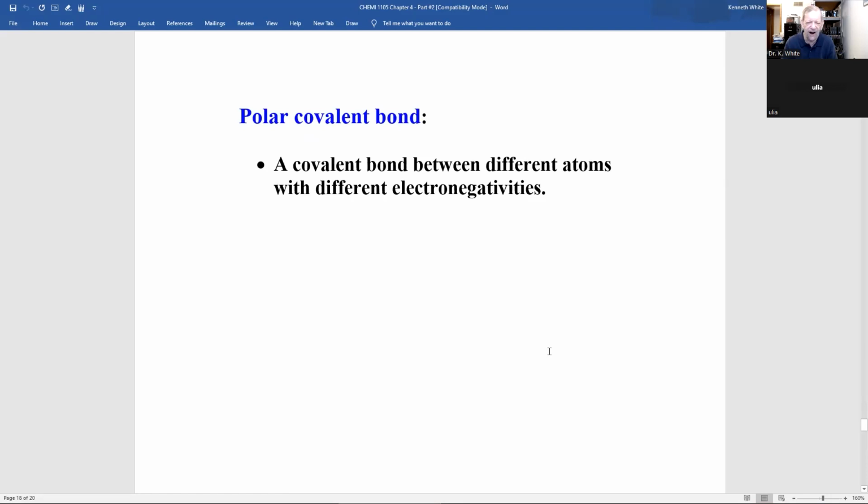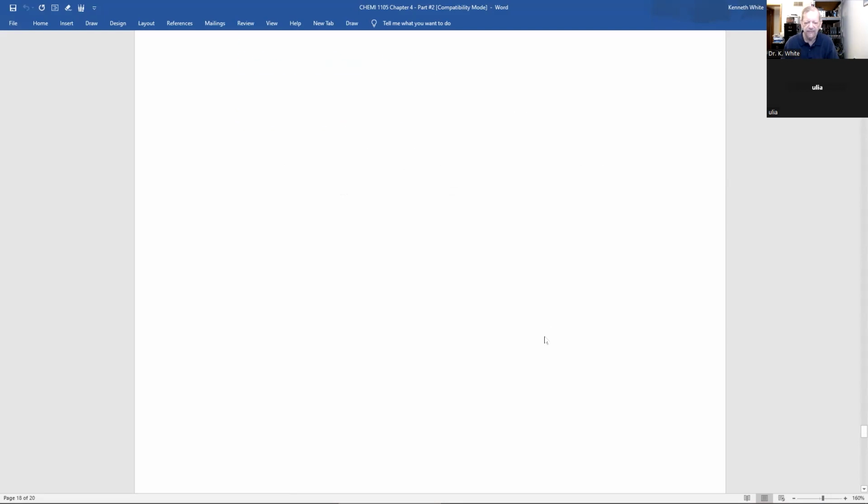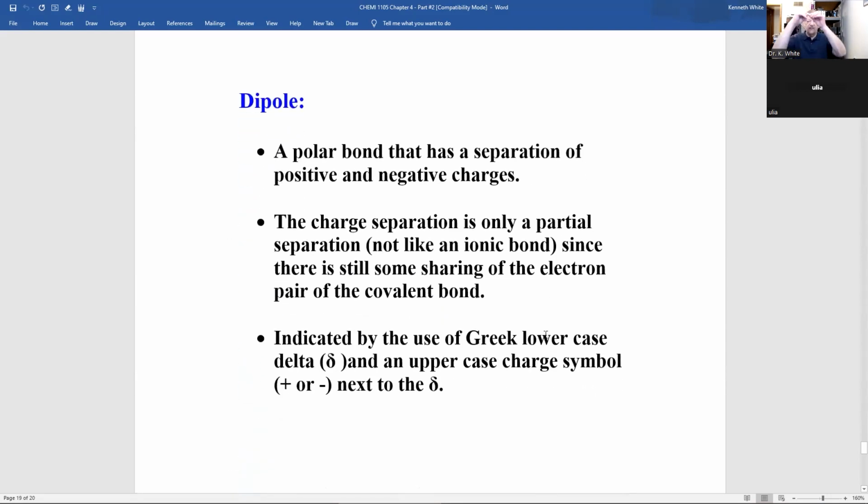Now, when they are unequal, we call that a polar covalent bond. And that means the electrons are a little closer toward one atom of the bond. And this forms what's known, click, as a dipole. Di means two, pole, poles are charges. And it's a polar bond that has a separation of positive and negative charges. The charge separation is only partial. It's not a full charge separation like an ionic bond, since they're still sharing. And we show this by using the Greek letter lowercase delta and putting a plus or minus next to it.